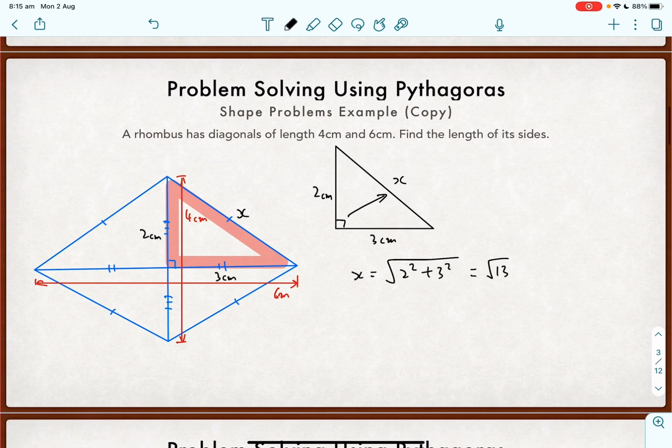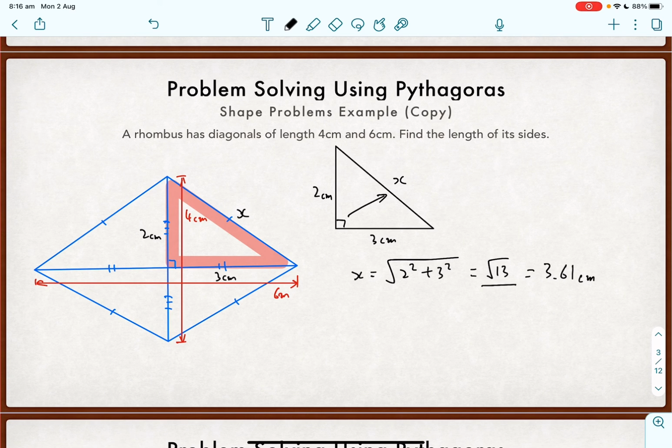Sometimes they ask you to write it as an absolute value. You just need to keep it as square root of 13. We're going to do surds in Year 9, so don't worry too much about that. But if they ask you to find the absolute value, that is your absolute value. If they ask you to round it, that will be 3.6, depending on how many decimal places. If they ask you to do 2, that will be 3.61 centimeters.